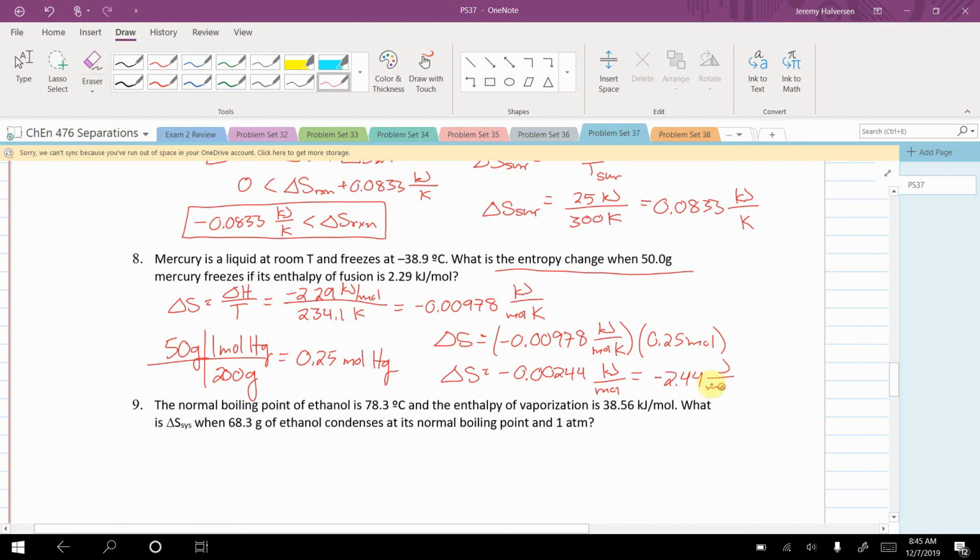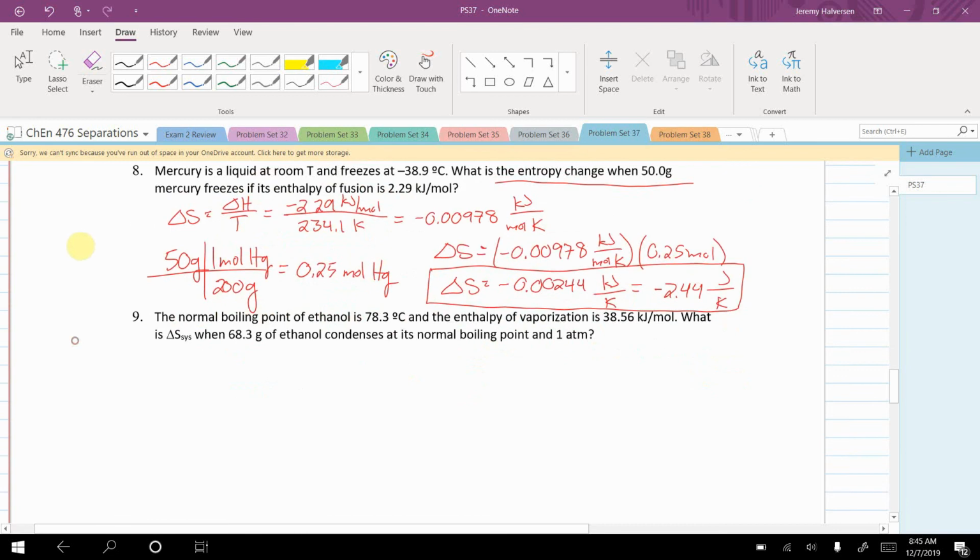joules per mole. Sorry, I shouldn't be saying per mole, it should be per Kelvin. The moles canceled out. Does it make sense that this value is negative? Well, the mercury's freezing. It's becoming more ordered, so yes, entropy should be negative.